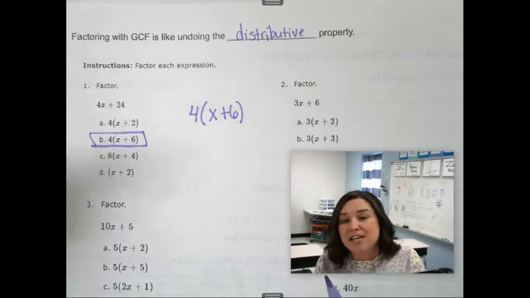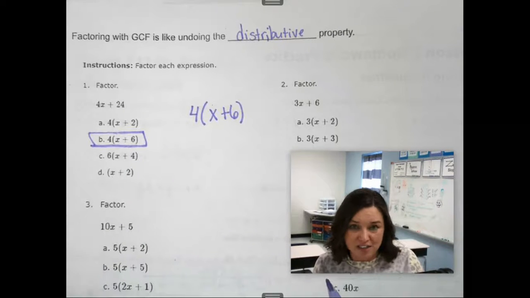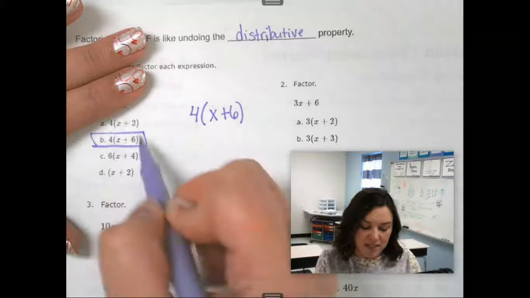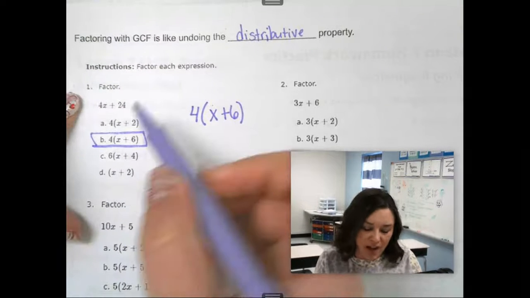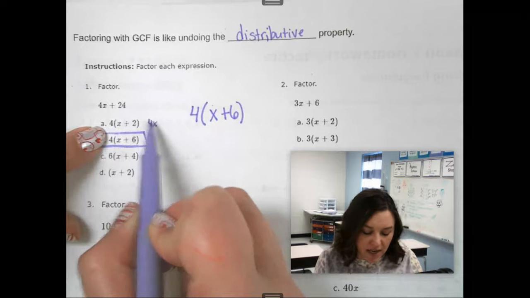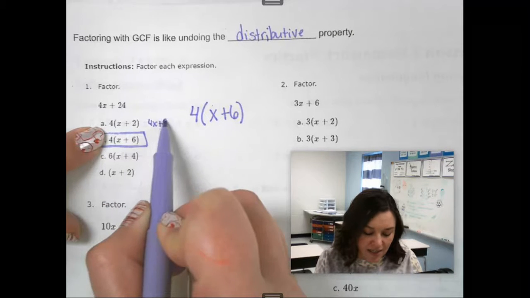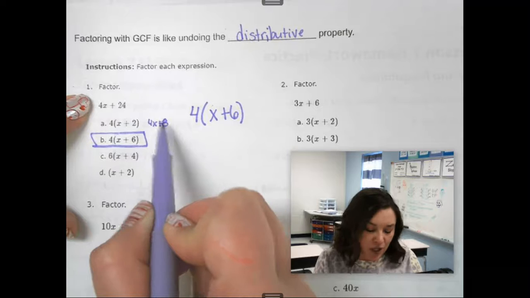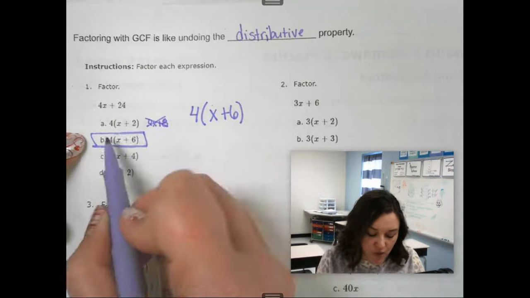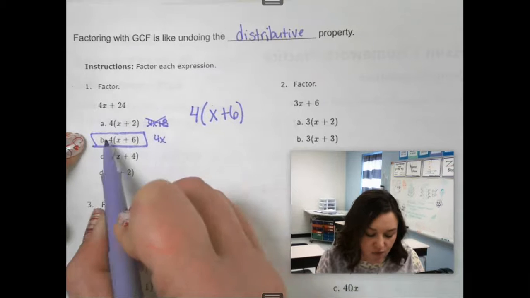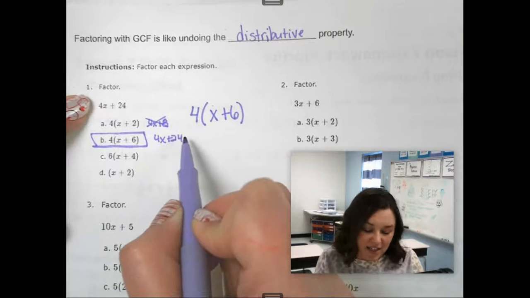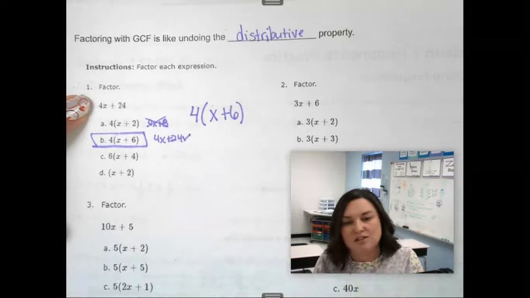Now, using the answer choices, even if we didn't know what we were doing, we could take all the answer choices and distribute them out and see which one was the same. So for instance, I distributed this first answer choice, 4 times x is 4x, and 4 times 2 is 8. Is that what we originally had up here? No. So A is not my answer. If I distribute B, 4 times x is 4x, and 4 times 6 is 24. Is that what I originally had? Yes. So that is my answer.